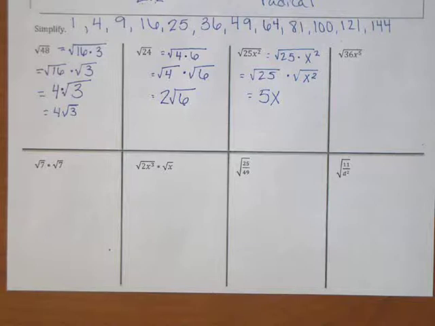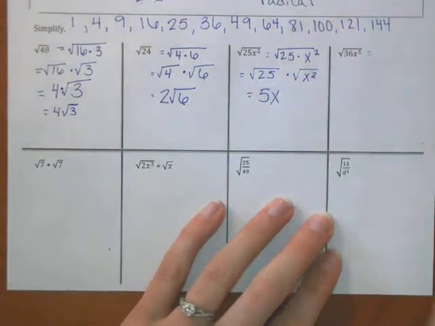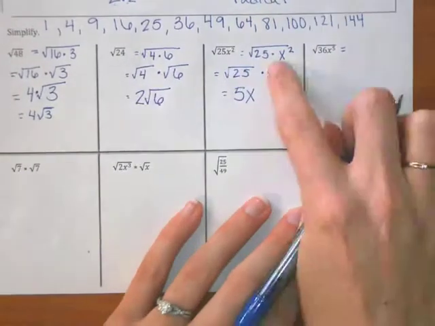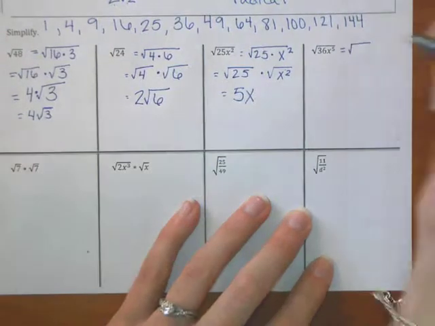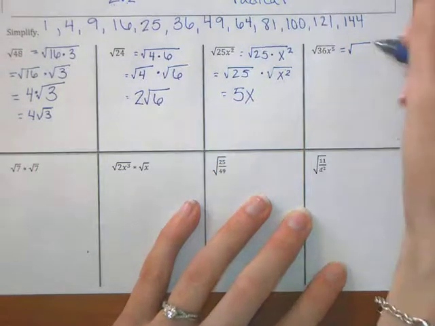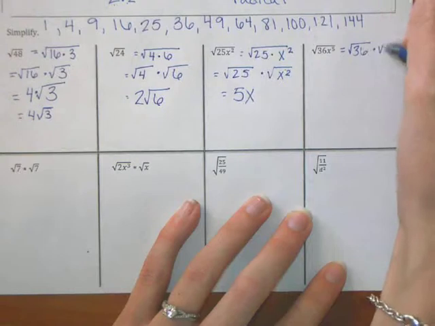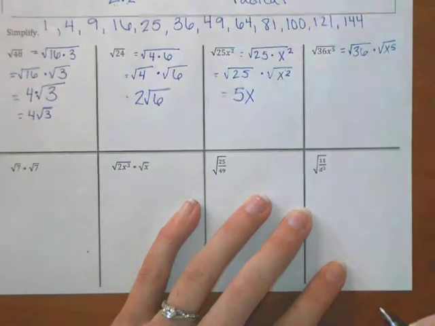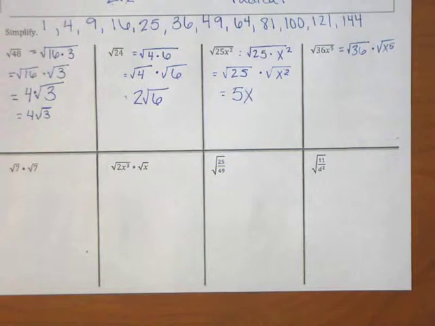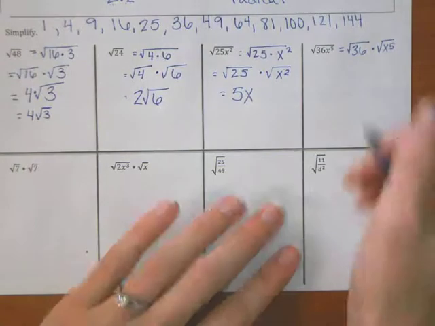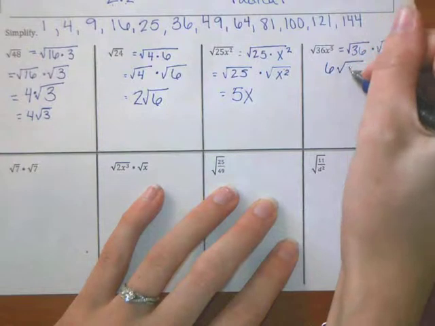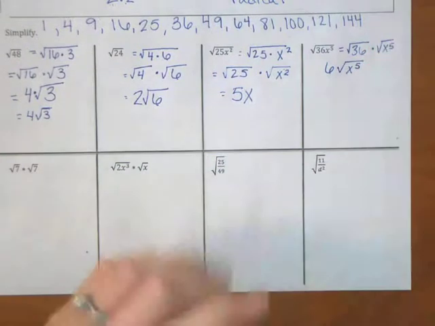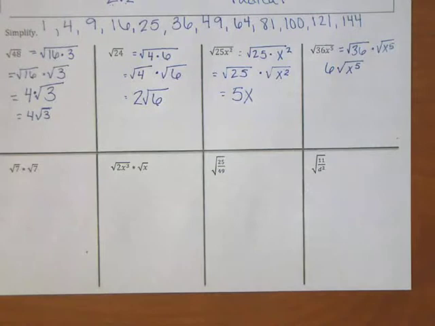So this one's going to be a little trickier, but have faith. How might we split this apart? I'm going to skip this first step. How might I split this up to be the square root of what times the square root of what? 36 times x, times the square root of x to the 5th, right? What can I do right away? 36 is 6 times 6. So this is 6 times the square root of x to the 5th.